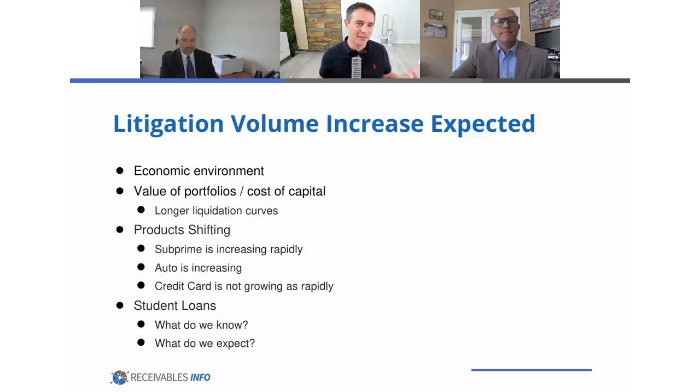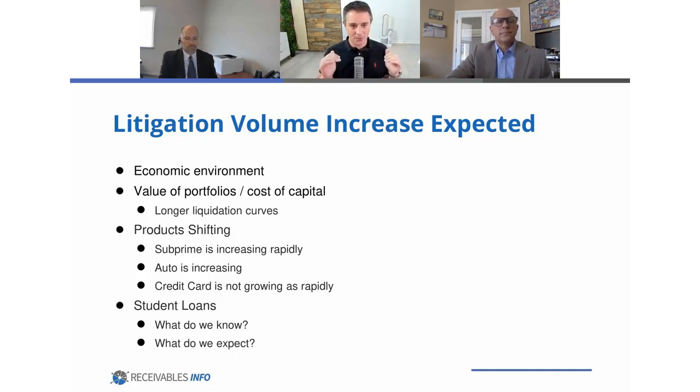So the first thing, and I think it's important that we address the elephant in the room, which is the litigation volume increase that is expected. And so in our current economic environment, I think we're all in a position where we're going, okay, the bubble is coming, right? For those of you that have read the Forrester report that TransUnion did recently, and looking at some of the vintage curves for automotive and just how some of these things are starting to grow into the delinquency stages, is concerning.